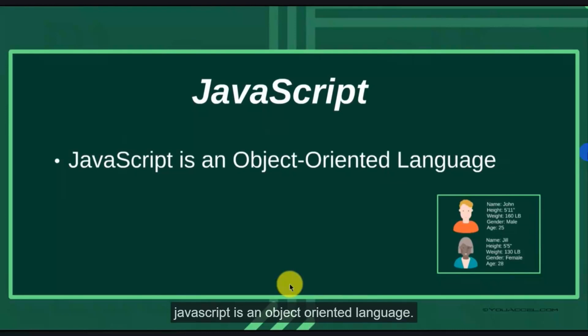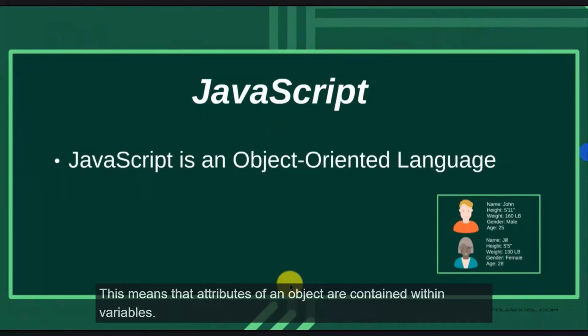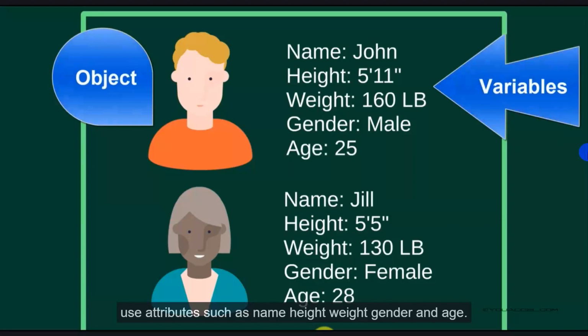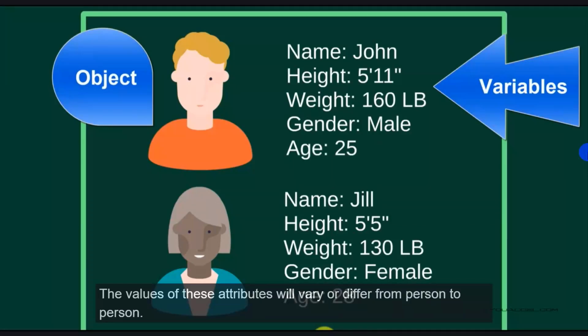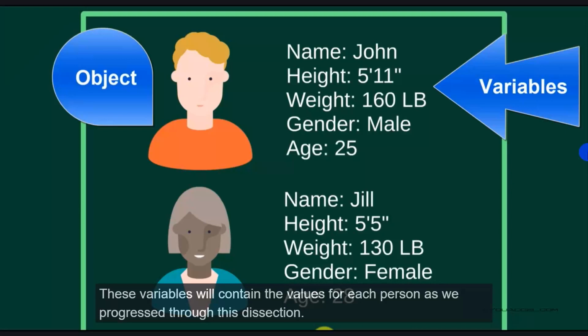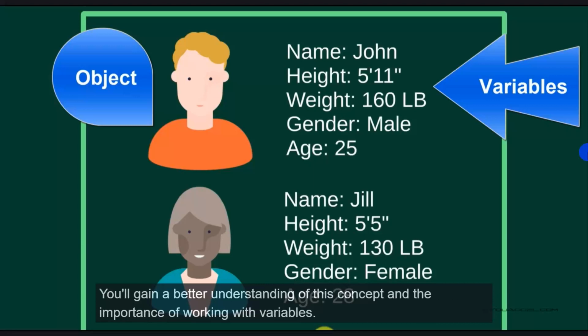JavaScript is an object-oriented language. This means that attributes of an object are contained within variables. For example, if we want to describe a person, we'll refer to this person as the object. We would typically use attributes such as name, height, weight, gender, and age. The values of these attributes will vary or differ from person to person. Another word for attributes is variables. These variables will contain the values for each person. As we progress through this section, you'll gain a better understanding of this concept and the importance of working with variables.